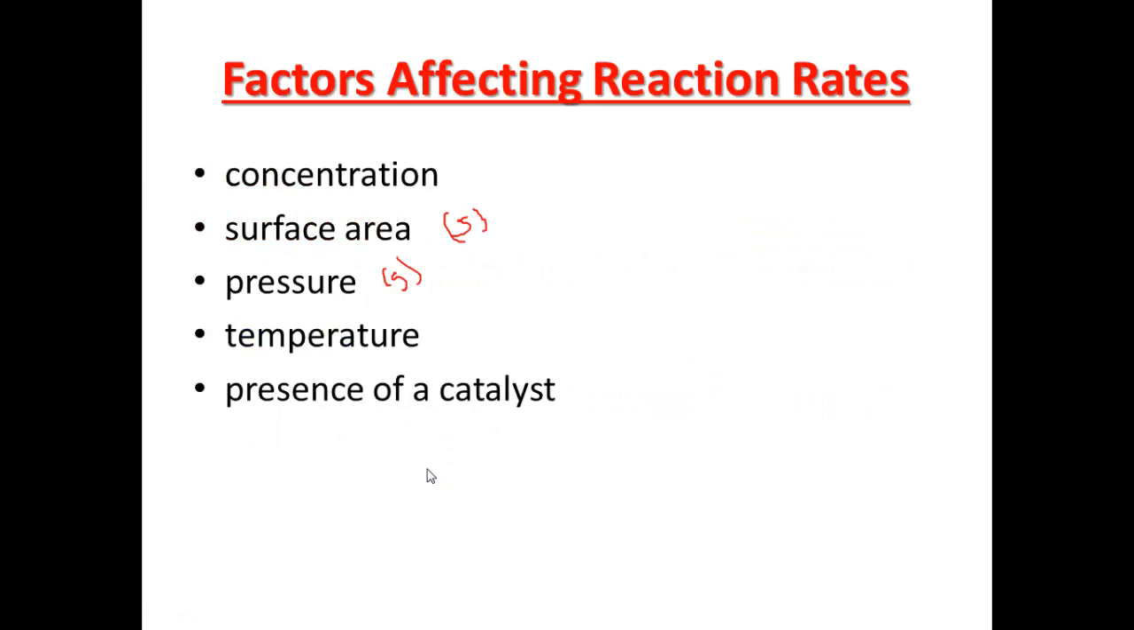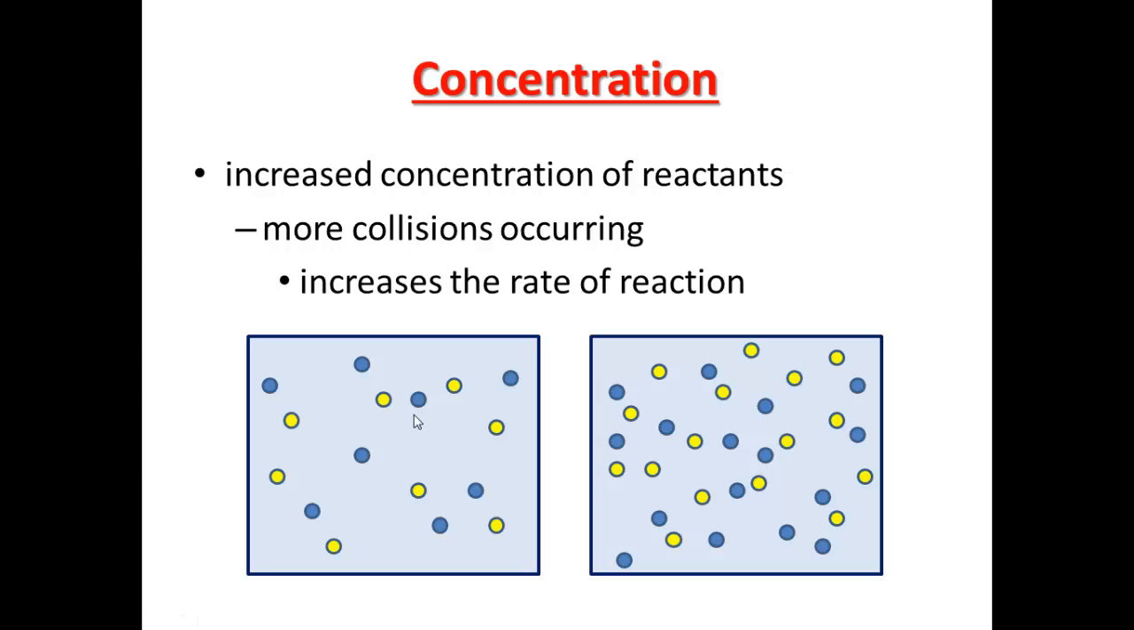So the five different factors that affect the reaction rates are concentration, the surface area of solids, pressure of gases, the temperature, and the presence of a catalyst. So the very first one, increasing the concentration of the reactants allows there to be more collisions.